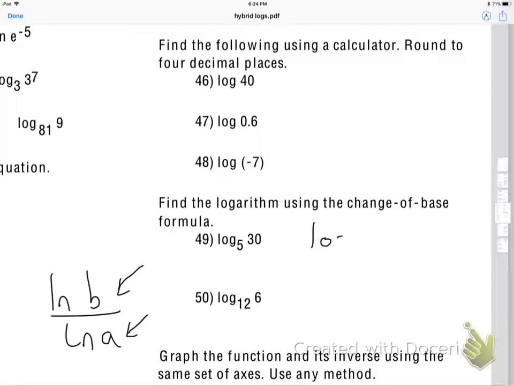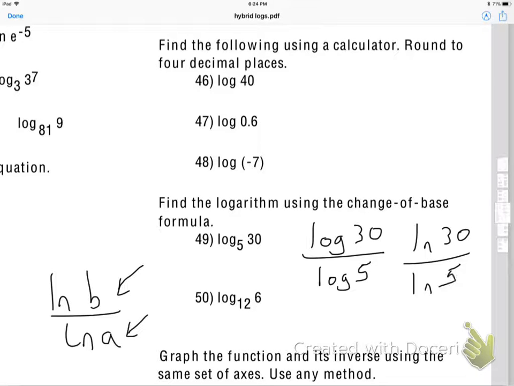So log of 30 divided by log of 5, or ln 30 over ln 5. And that's all it is, just like this one down here. ln of 6 over ln of 12, or log of 6 over log of 12. Doesn't matter which one you use, but that's the change of base formula.